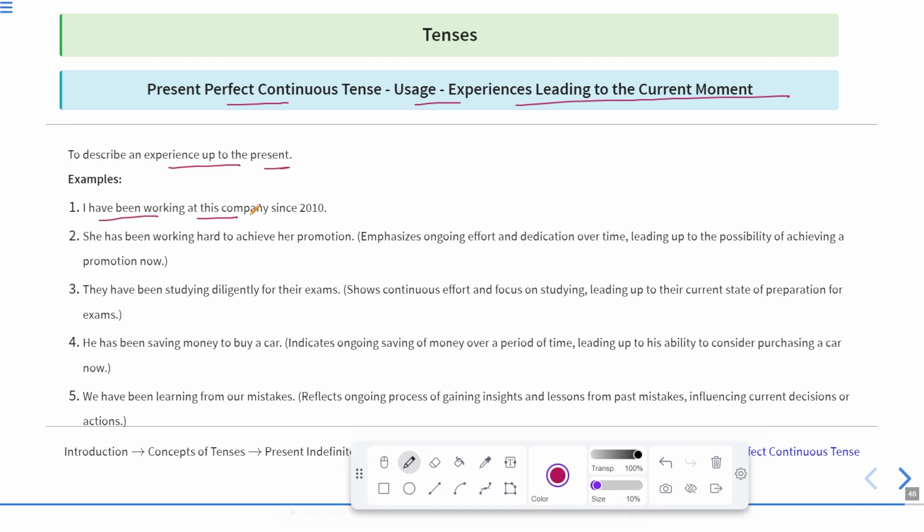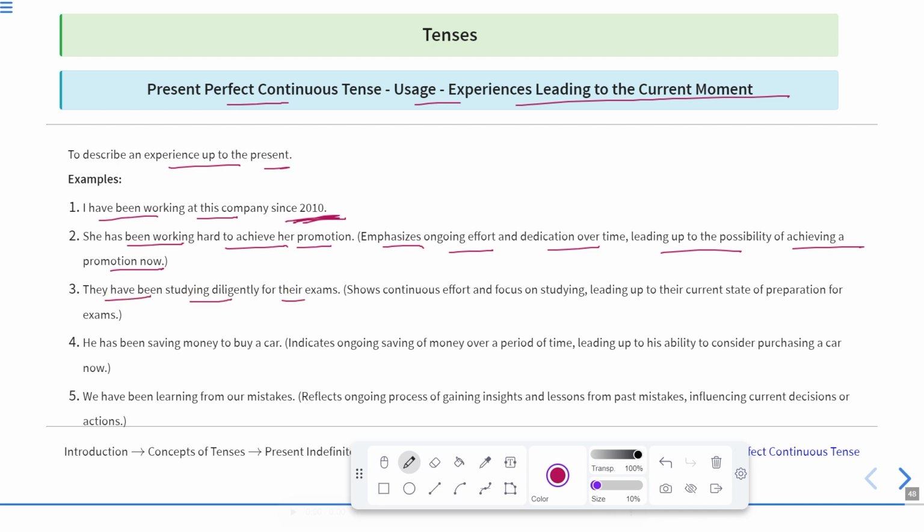I have been working at this company since 2010. So I have been working in a company since 2010 and I'm still doing the work in the same company. So it is still in process. She has been working hard to achieve her promotion, emphasizing ongoing effort and dedication over time, leading up to the possibility of achieving a promotion now.